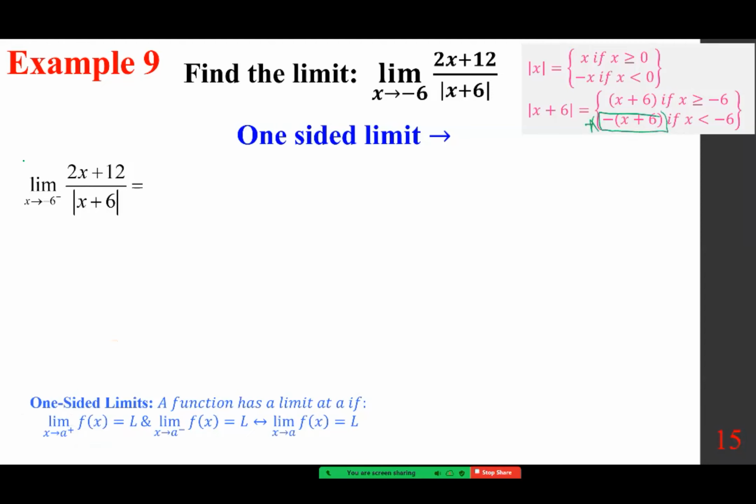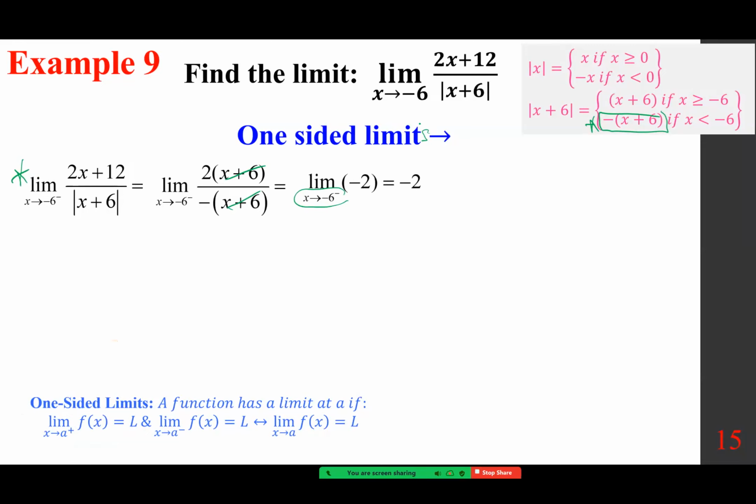We use this one here for the denominator. X plus 6 cancel out. We get negative 2, and the limit of negative 2, regardless of what happens, doesn't matter what happens here. By the way, this is limits. The answer is negative 2.